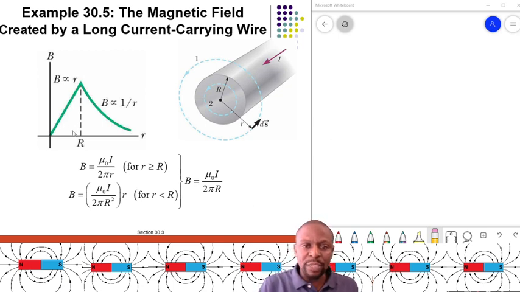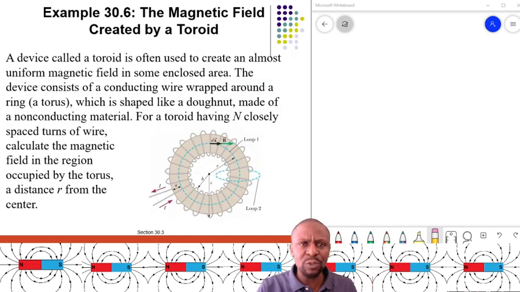Right, so this is what you are just going to have for these two different cases: for r greater than big R, and then for r less than big R. Let us also do the example of the magnetic field created by a toroid.